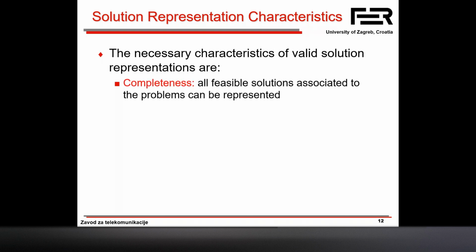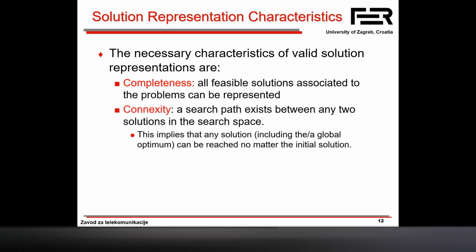The necessary characteristics of a valid solution representation. First of all, completeness. We want all feasible solutions of the problem to be able to be represented. That's the first thing. Connexity, or connectivity, means that we want to be able to design a search path between any two solutions in the search space. So if I give you any solution, there has to be a way to obtain any other solution in the search space, which also includes the global optimal solution, no matter what the initial solution is. We have to be able to traverse the search space and obtain any solution in it. So this is a key thing.